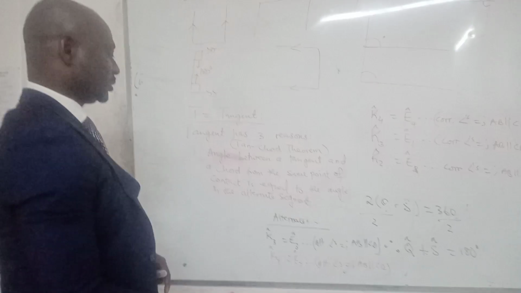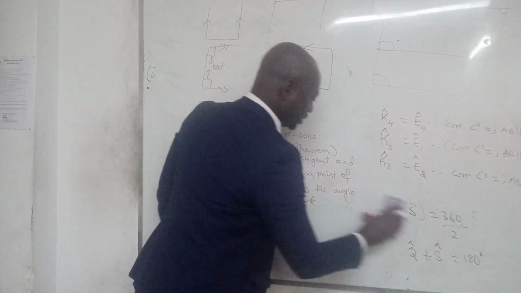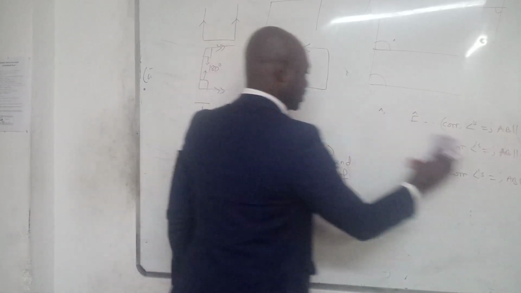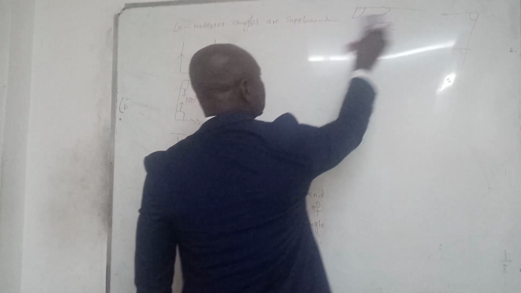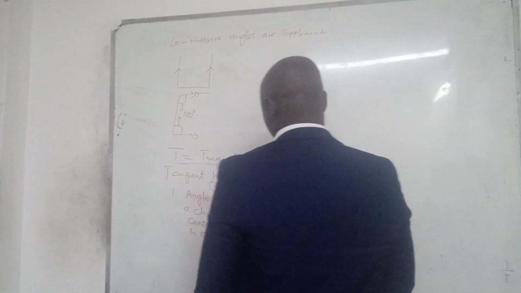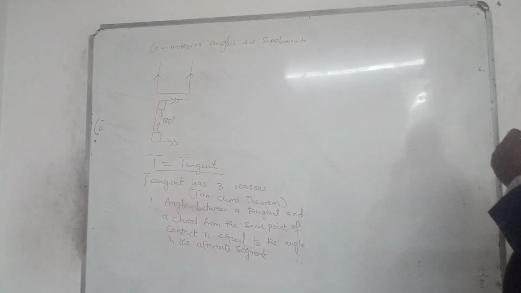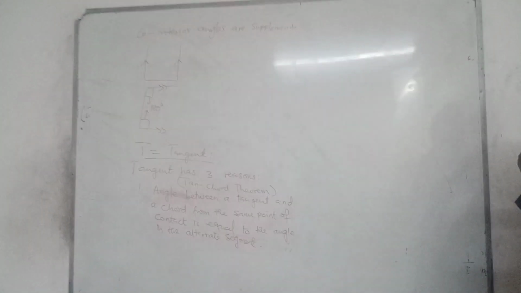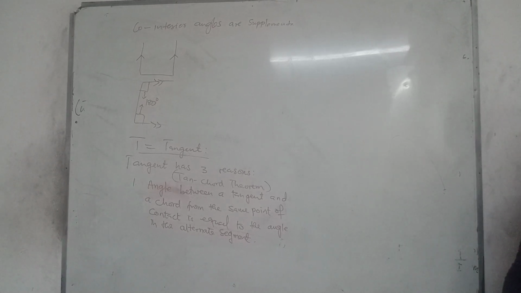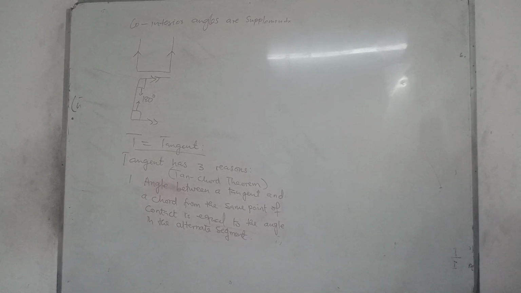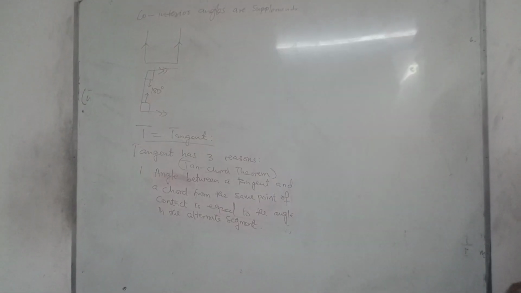Angle between the tangent and the chord from the same point of contact is equal to the angle in the alternate segment. Is equal to the angle in what? The alternate segment. The examiner can say complete the following statement and they give you angle between a tangent and a chord from the same point of contact is equal to, then you complete, is equal to the angle in the alternate segment.